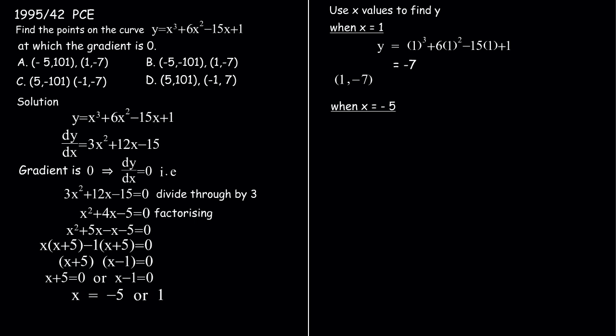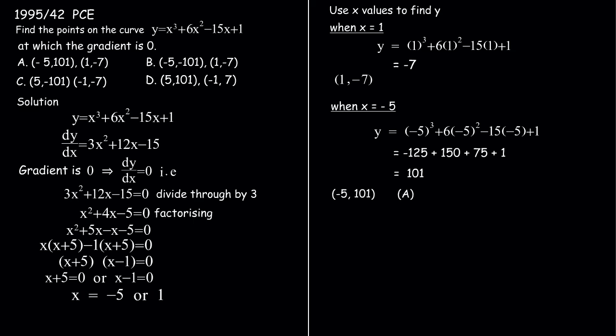And when x equals minus 5, y will be equal to (minus 5) cubed plus 6(minus 5) squared minus 15(minus 5) plus 1, which will be equal to minus 125 plus 150 plus 75 plus 1, which is equal to 101. And our coordinate at that point will be (minus 5, 101). The correct option is A.